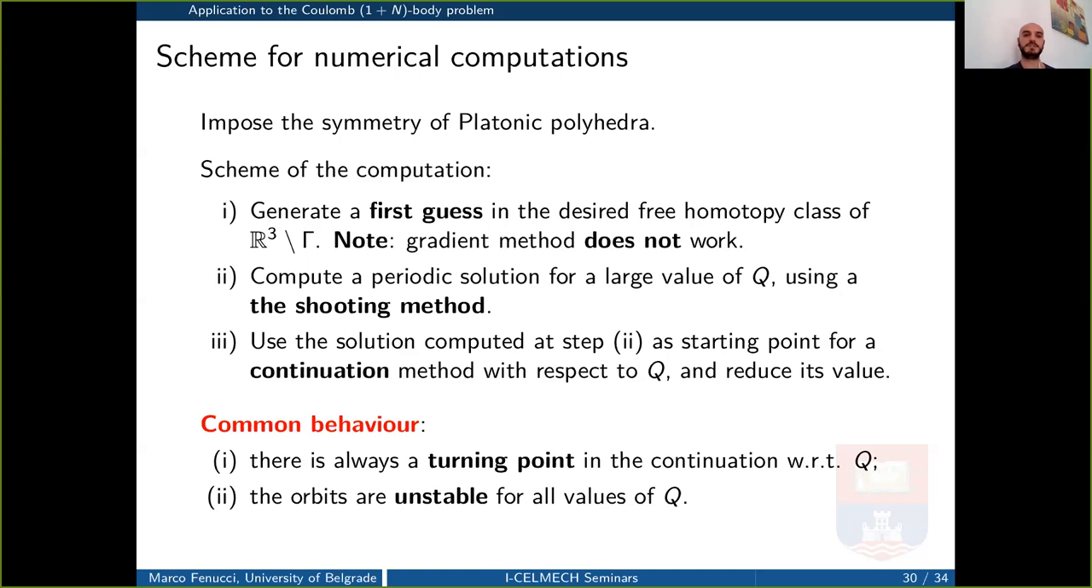So here we experienced a common behavior of all of these orbits, in the sense that we always reached a turning point in the continuation with respect to the central charge. This means that initially the value of the central charge decreases, then we reach a minimum, and it grows again after the minimum. And this means that for each value of capital Q larger than the minimum, there are actually two different periodic orbits in the same free homotopy class, but with a different shape. And also these orbits are all unstable.